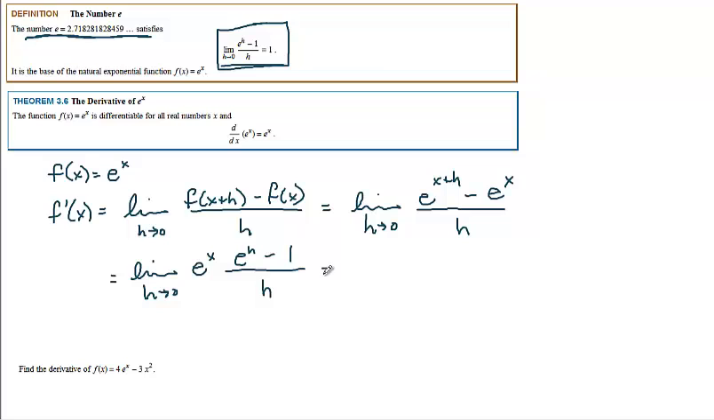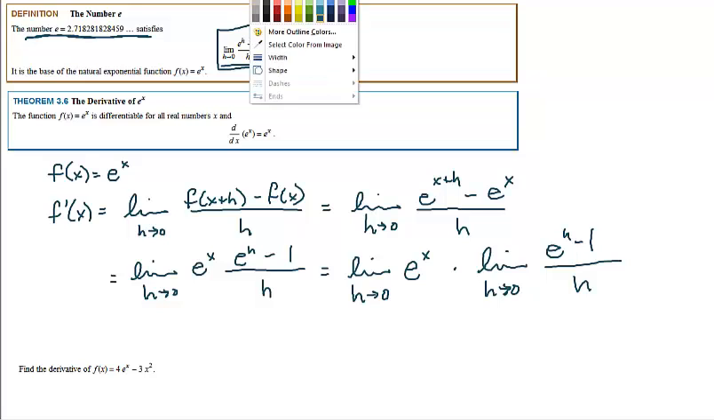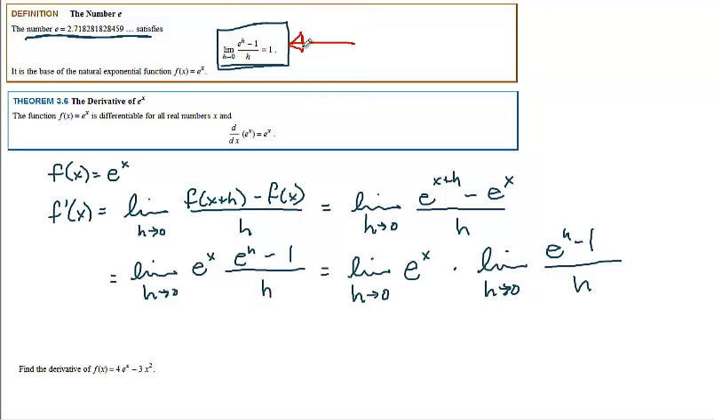I'm going to use my limit rules for multiplication and say times the limit as h goes to 0 of e to the h minus 1 over h. Next, what I'll do is use the fact that this is the definition of e, so this whole chunk right here goes to 1.